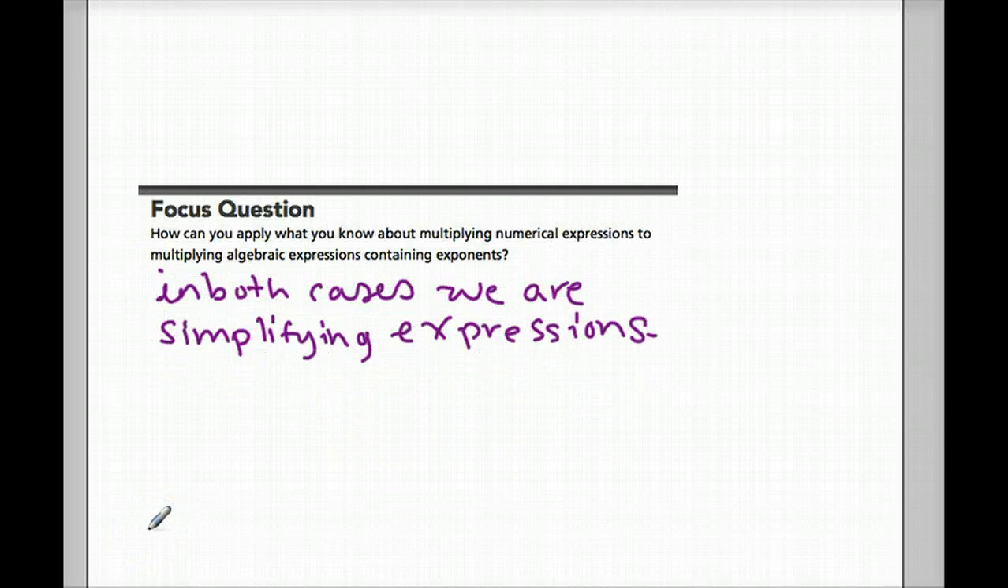So now go ahead and start your 3.3 homework. It is 1 through 15, because these are pretty straightforward. Remember to notice when you need to multiply and when you need to add your exponents. There is a difference.